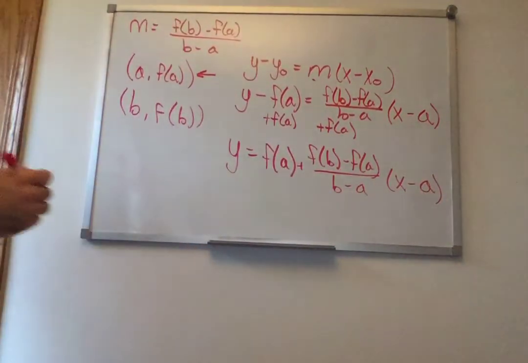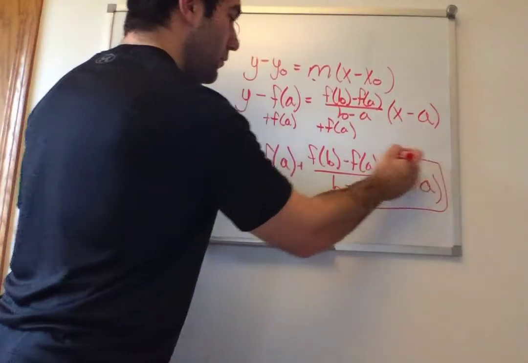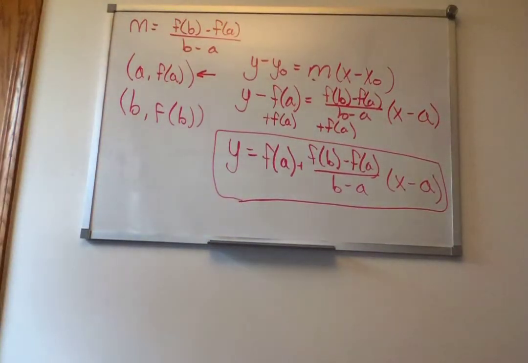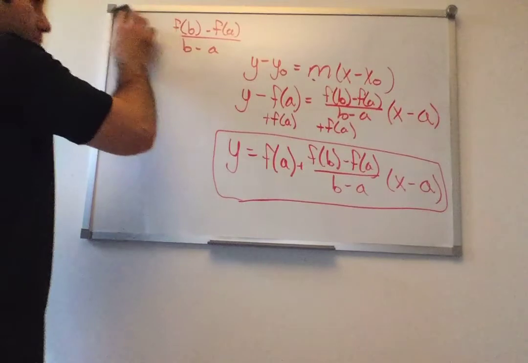There we go. It's right here. Alright, so I gotta do some erasing. So all we did right now was write the equation for the secant line.